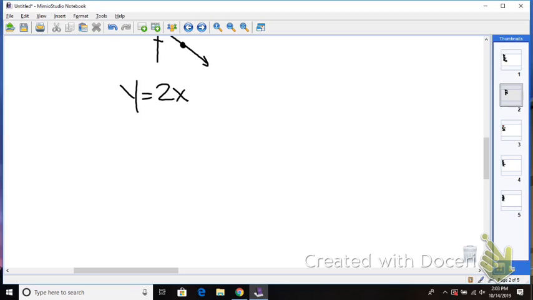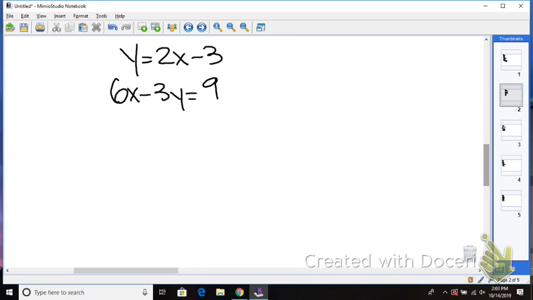y equals 2x minus 3 and 6x minus 3y equals 9. So that's this half of the room. And then the other side, Reagan over to the door, we're going to graph negative 3x plus y equals 4 and 6x minus 2y equals 10. Okay, so graph those two lines and see what the graphs look like.